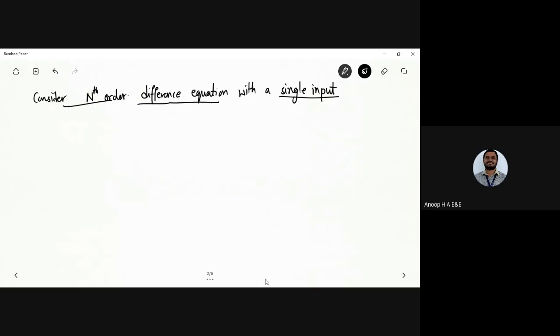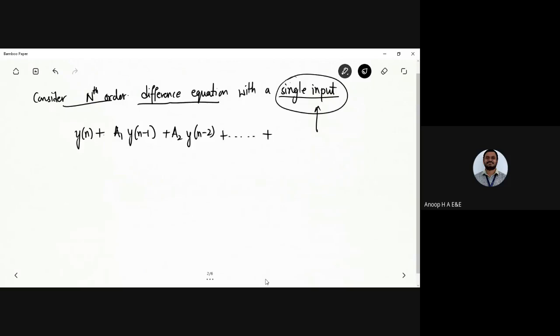If I have two inputs, say x1 and x2, you can use a summer block and then have the output signal written, or you can design the system in such a way that both the signals are present. As of now, we are considering the single input. So what I can write is y of n plus a1 y of n minus 1 plus a2 y of n minus 2 plus an.